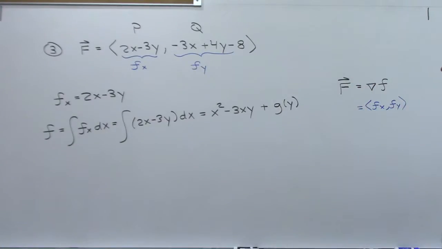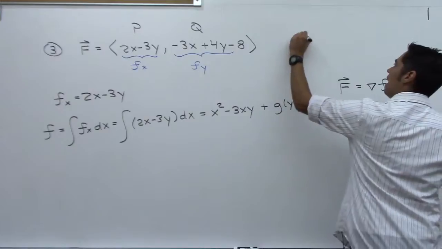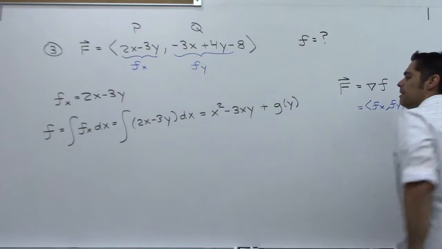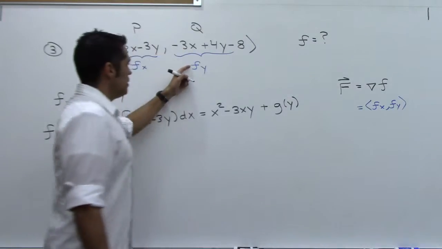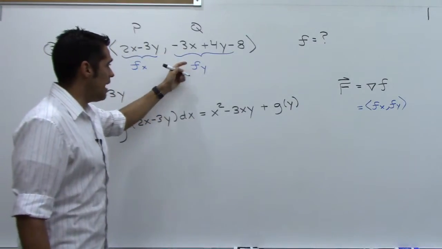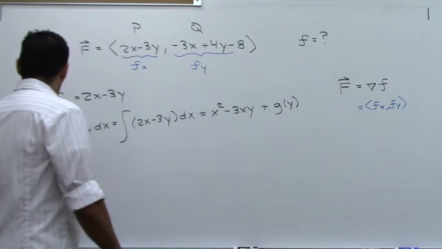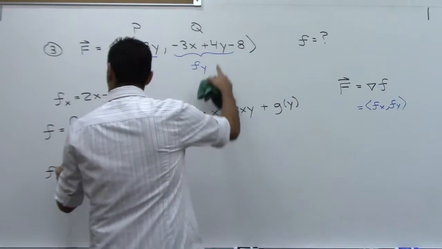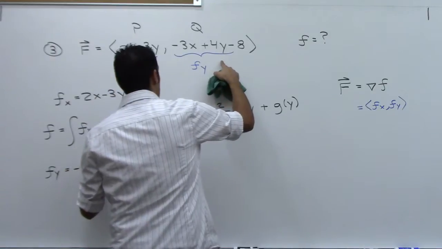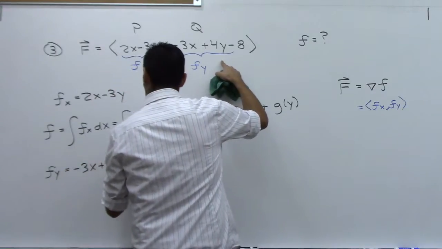So that's what I know f is so far. Remember, we're trying to find f. All right, well, now what we do is we use this information. We know that the partial of f with respect to y has to be equal to this. So I know that the partial of f with respect to y must equal -3x plus 4y minus 8.